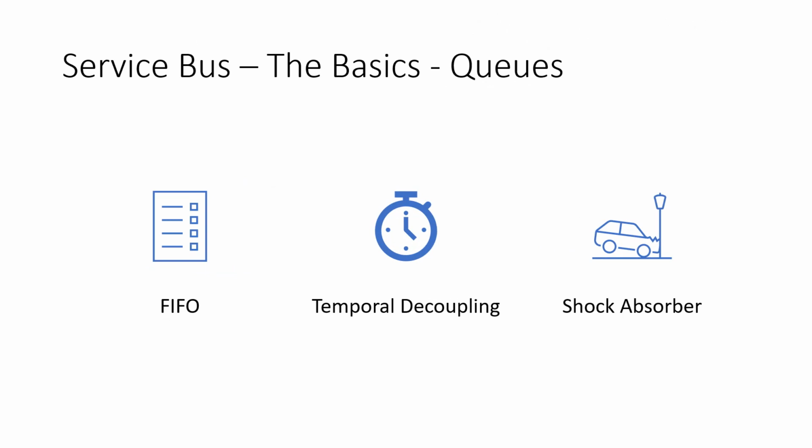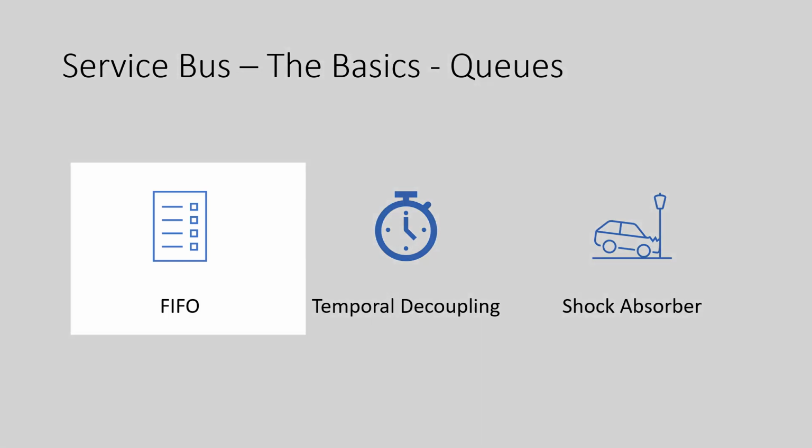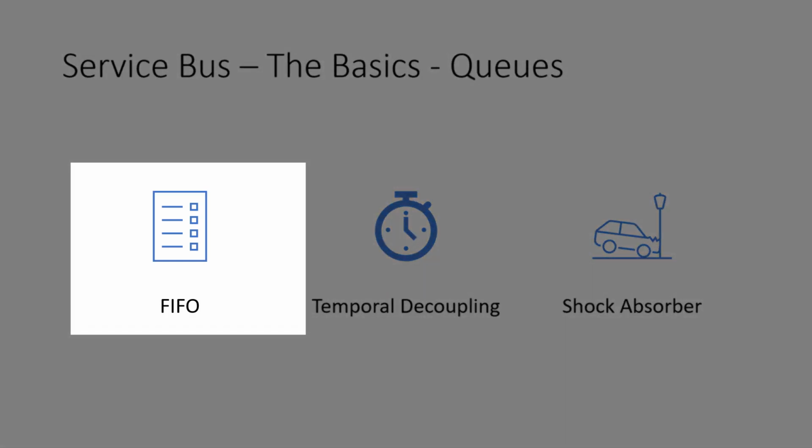Queues offer many benefits, but some of the more notable ones are here. Service Bus provides a first in, first out model for queues. That is, the oldest message in the queue is picked up first. There are exceptions for this, for example when there are multiple consumers.